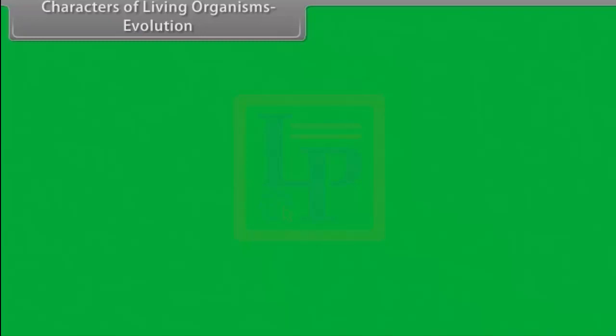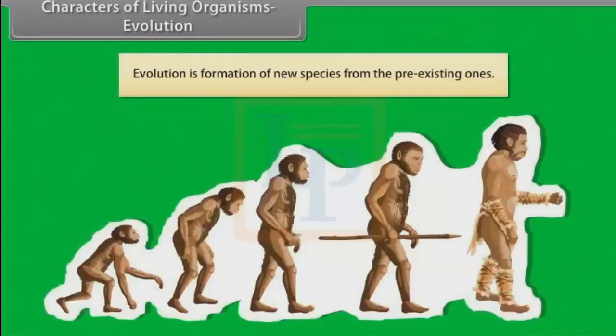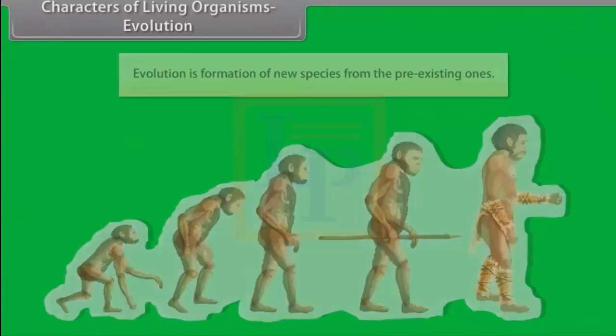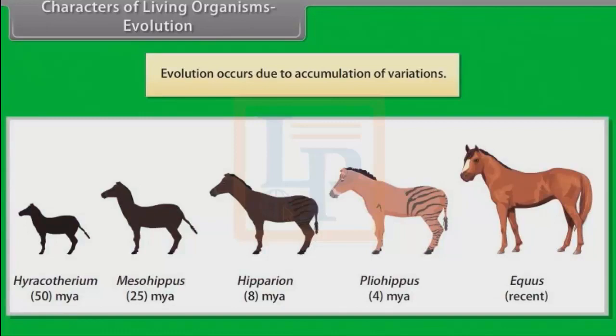Characters of living organisms. Evolution. Evolution is the formation of new species from the pre-existing ones. Evolution occurs due to accumulation of variations.